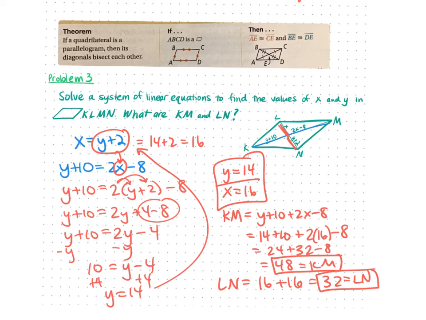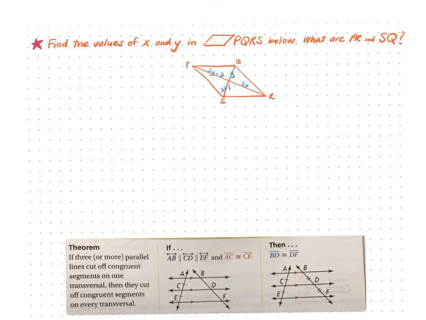So why don't you guys try this next one on the page on your own. So you can find the values of x and y in this parallelogram PQRS below, and then find PR and SQ. So press pause, set up your system of linear equations, and solve for x and y, and then PR and SQ, and then check back for your answer. Press pause.